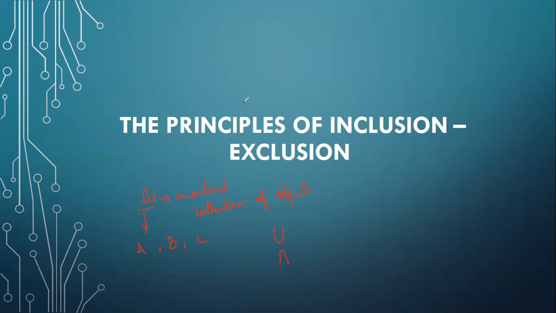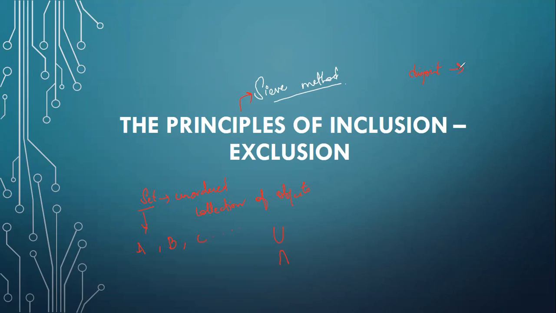Now, what does the principle of inclusion-exclusion mean? It is also known by another name, the sieve method. Whenever we have two sets that are disjoint, and disjoint means the set whose intersection is 0, that is, there are no common elements.